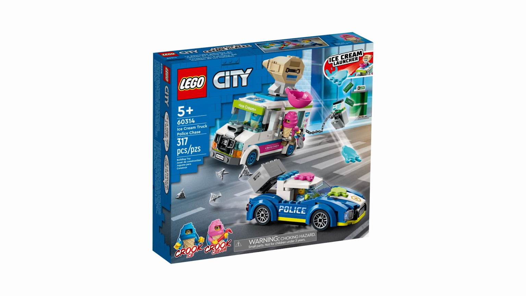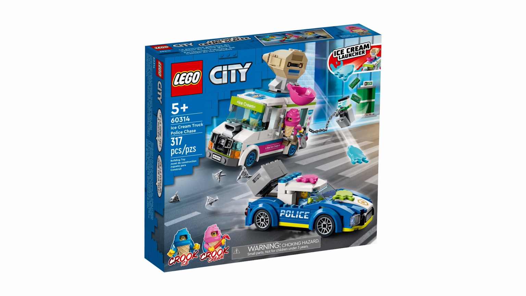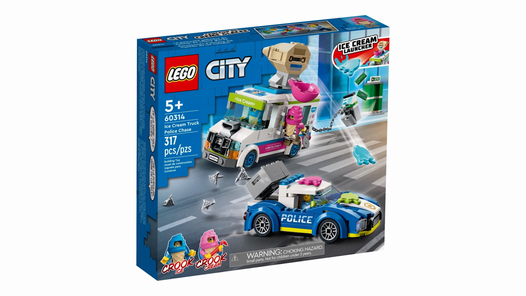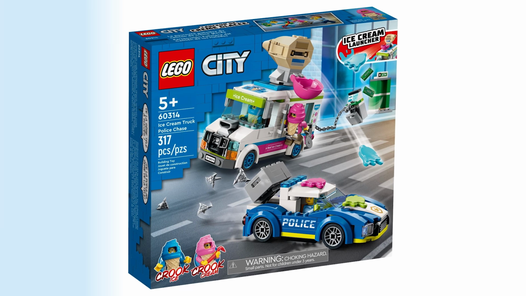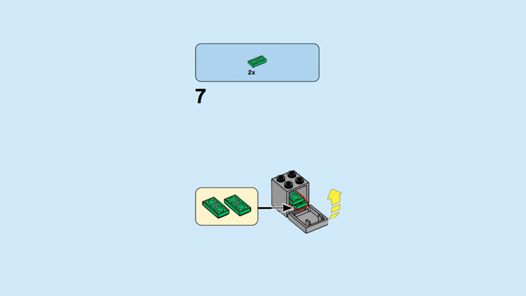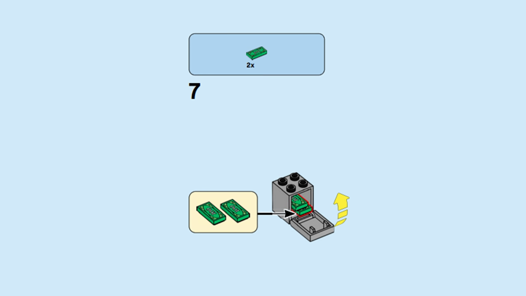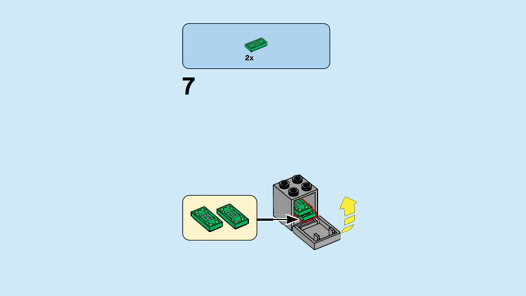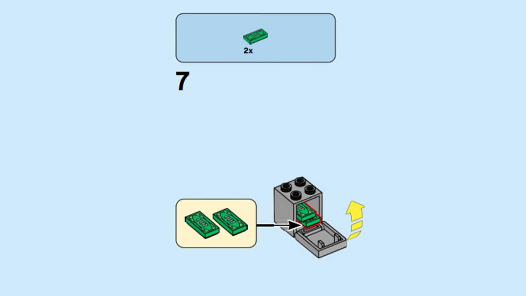The exact opposite kind of error was spotted in the ice cream truck police chase by a fan named Renoir. On page 13 of the first instruction booklet, you'll need to build the ATM that the thieves are attempting to rob. On step 7, you're told to put the money in the box and close it up.